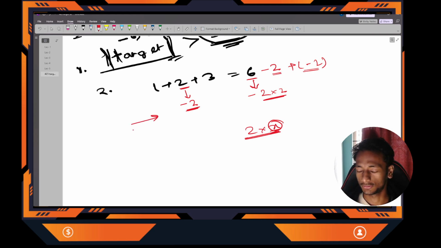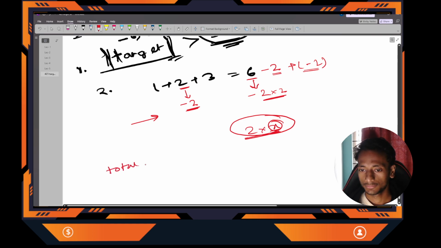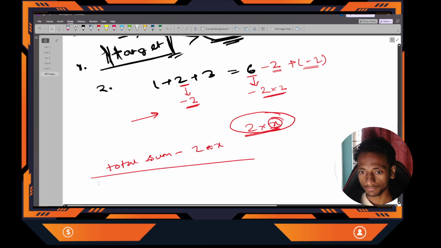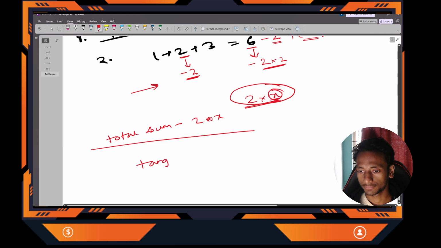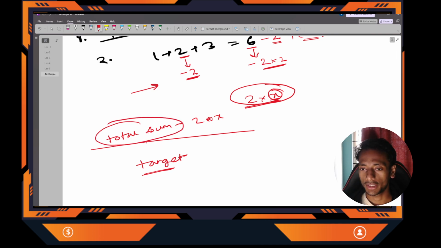So just observe the output seriously. Here you can see 2 into x. Whatever number I'm going to change, that will decrease the total sum by 2x. Correct? Total sum minus 2 into x. Okay. Now we have some target in the input argument, and we know the total sum. If I have to convert this total sum to target, because our goal is to convert the total sum to target, then what will be the difference?